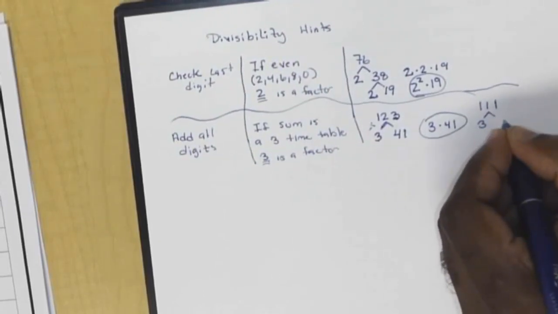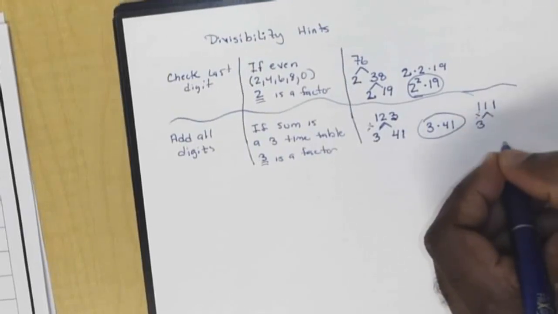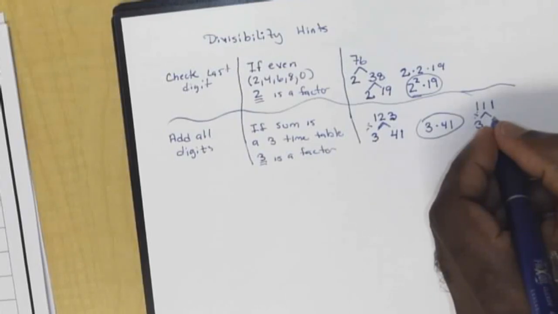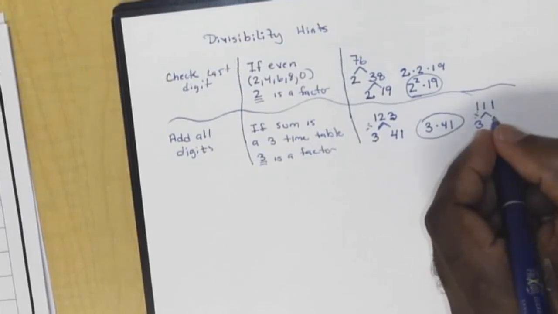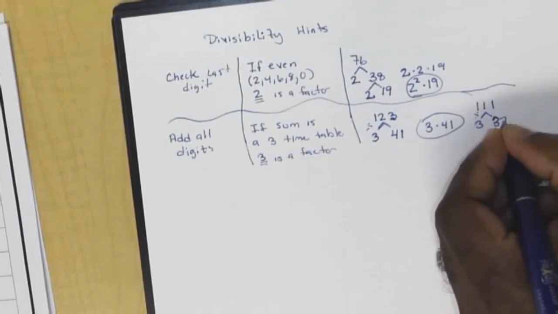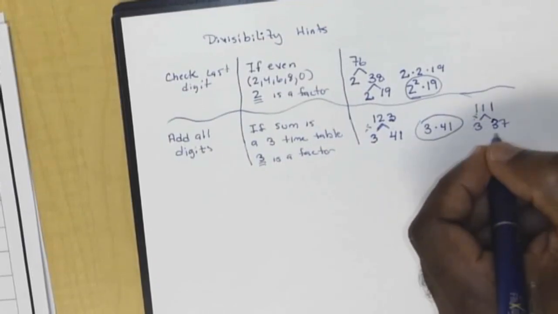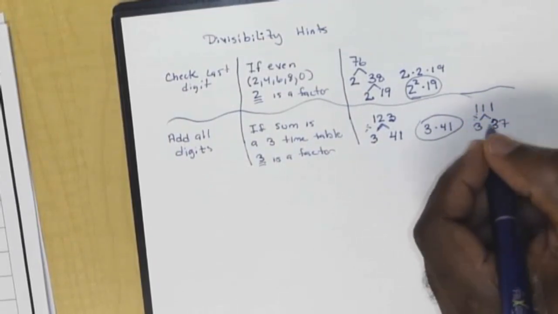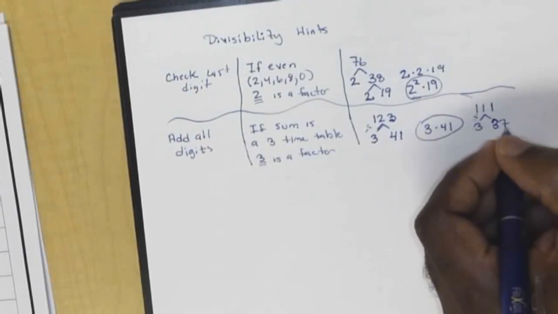How do you get the missing factor over here? What do you do to these two numbers? 111 divided by 3? 37. Yeah, that's a 37, all right? And that's what we got going. 3 is a factor if you add the digits and get a 3-time table, every time.